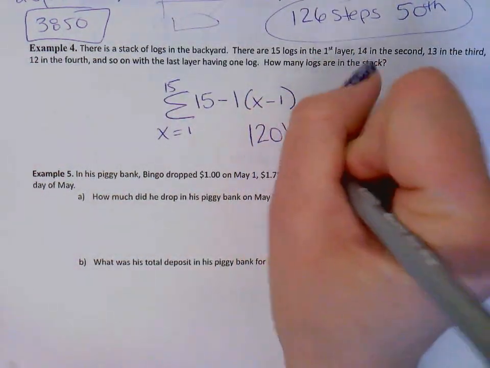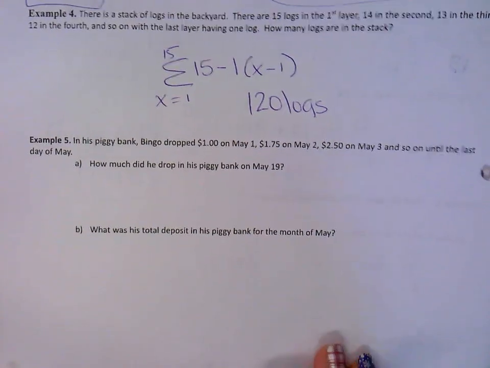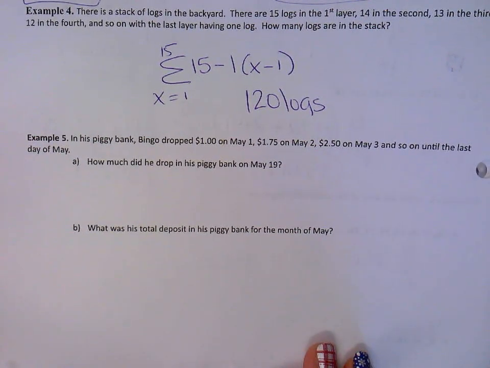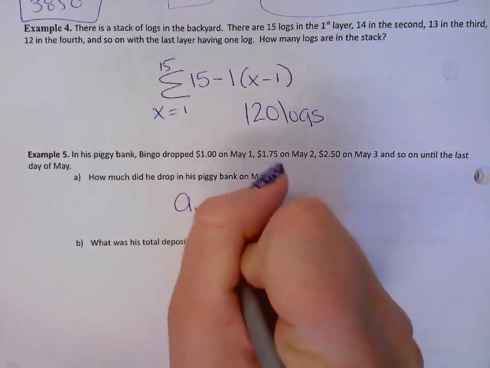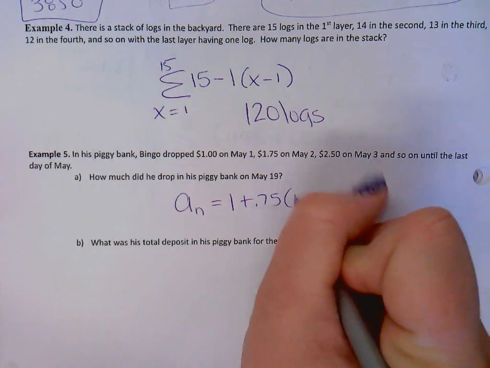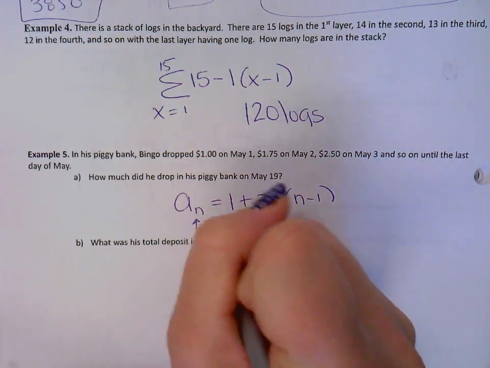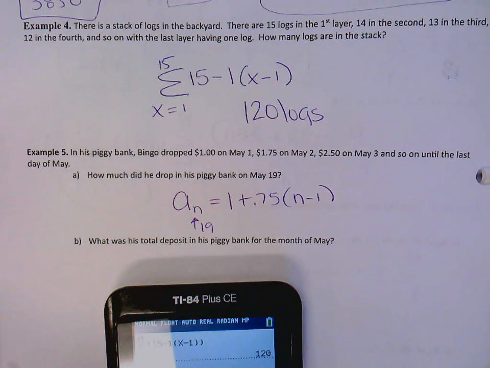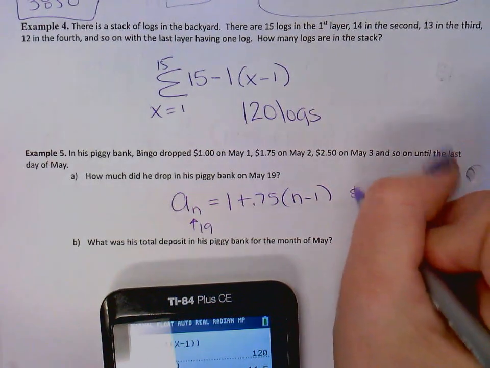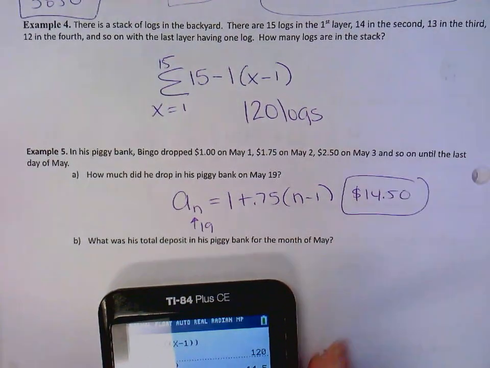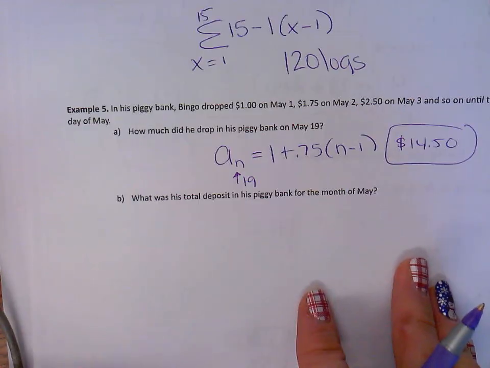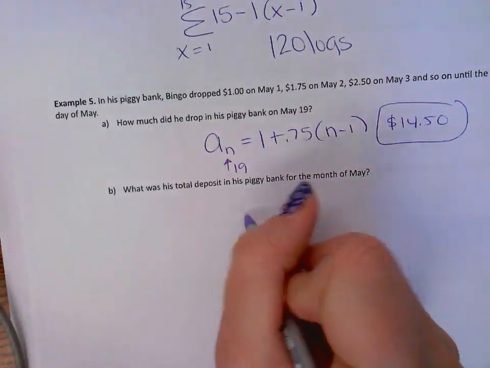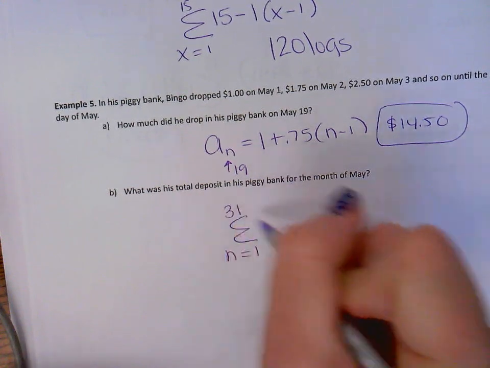Yeah? Okay. And then on the next one, they're putting in 75 additional cents each day. How much would he drop in the piggy bank on May 19th? So that's A sub n equals 1 plus 0.75 times n minus 1. And they want you to plug in May 19th, right? So 1 plus 75 cents 18 times. That would be 14.50. Is that right? And then what's the total for 30 days? Are there 30 days in May? No, 31 days in May, right? So the sum from 1 to 31 of that.